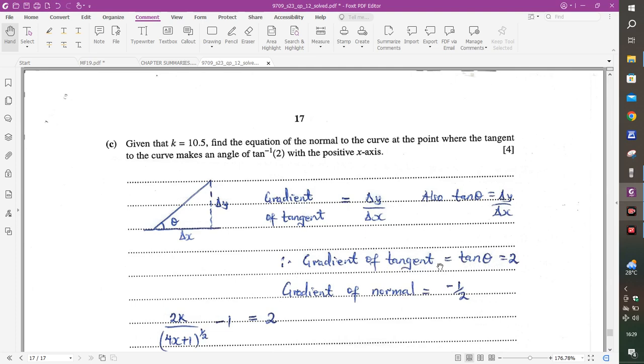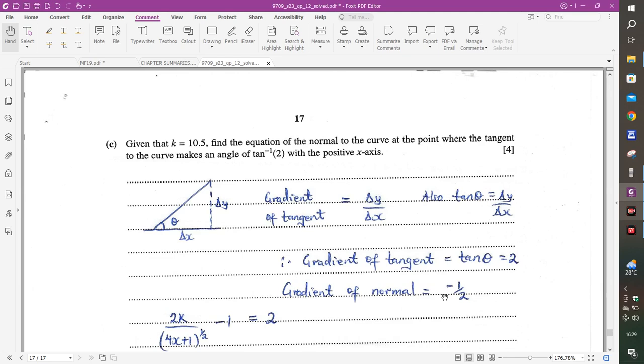You see that? So they told us that at the point where the tangent to the curve makes this angle, the gradient of the tangent is 2, therefore the gradient of the normal will be negative 1 over that 2, which is negative a half. And they say find the equation of the normal to that curve. We need to know the point through which the normal passes. So we need the gradient, which we have gotten here, but also the point it passes through, which we don't know.